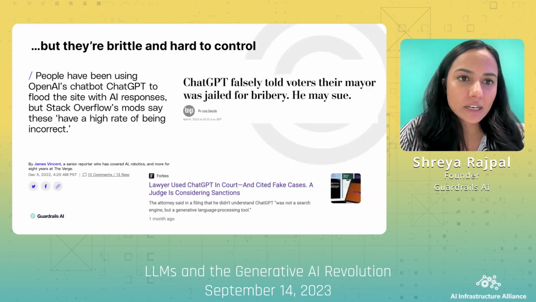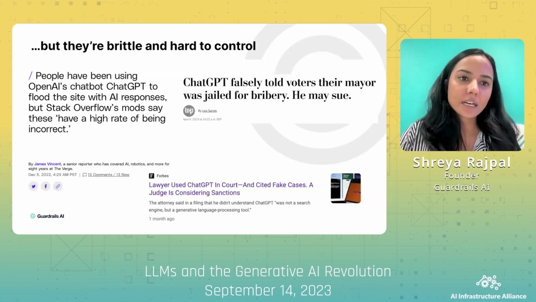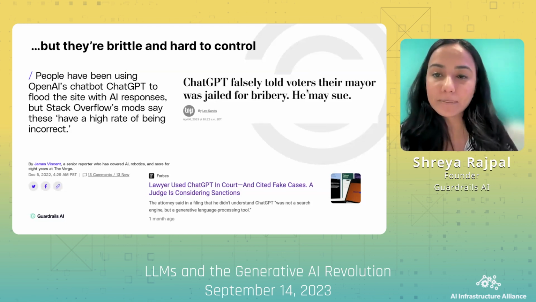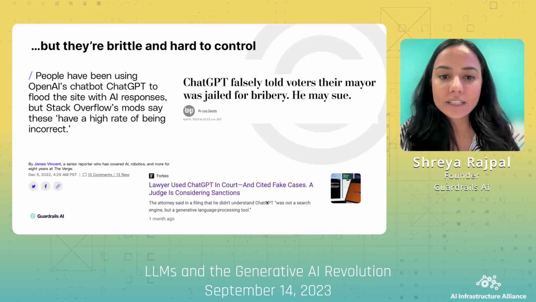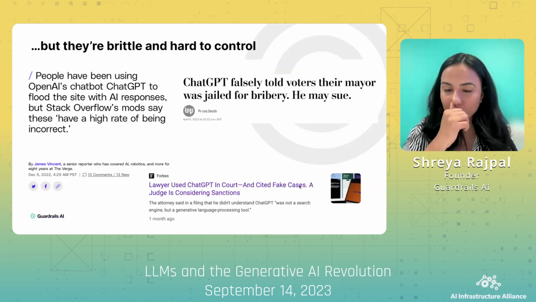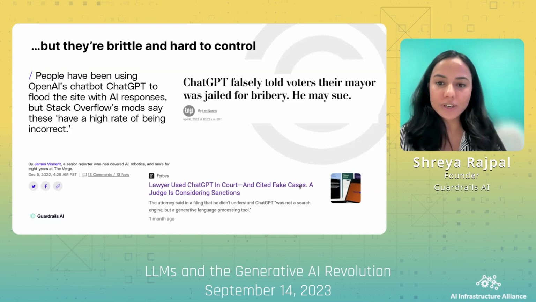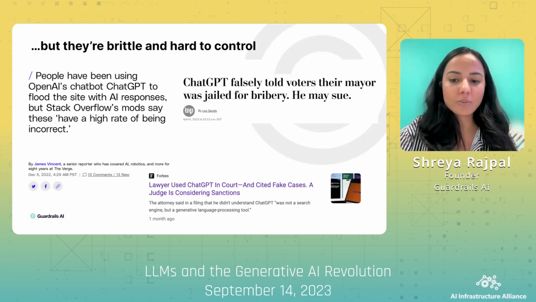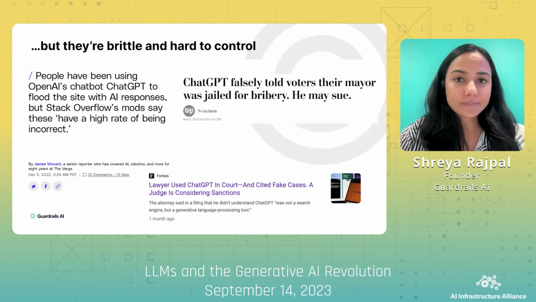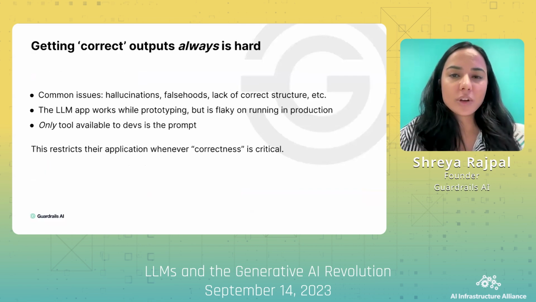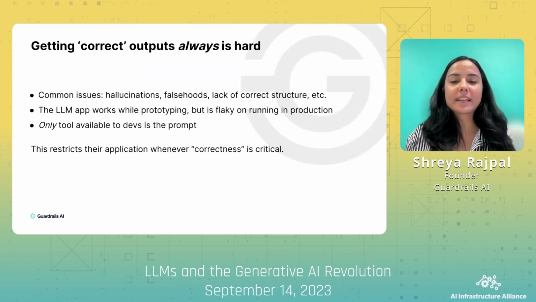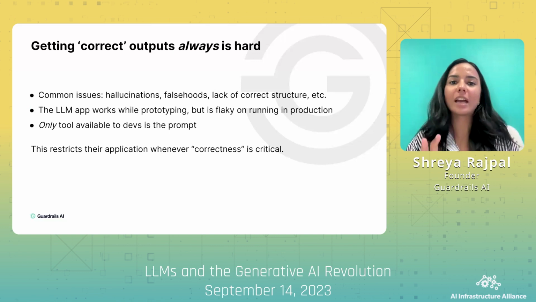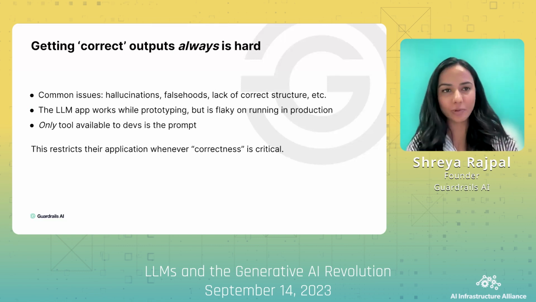So because of reliance on LLMs, we end up finding issues where, for example, here, ChatGPT falsely told a voter that their mayor was in jail for bribery. I think this was a pretty popular story where a lawyer used ChatGPT in court and ChatGPT cited fake cases, which ended up having pretty negative repercussions for the lawyer. So in this talk, we're going to focus on how we end up getting correct outputs from LLMs. The issue really becomes that getting correct outputs from large language models is always pretty hard.